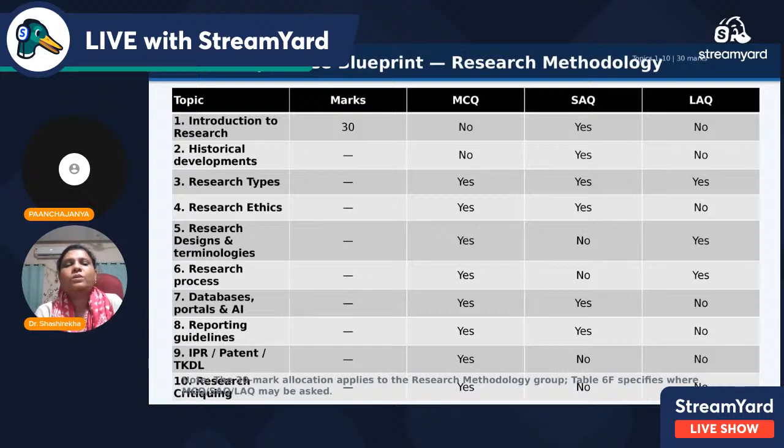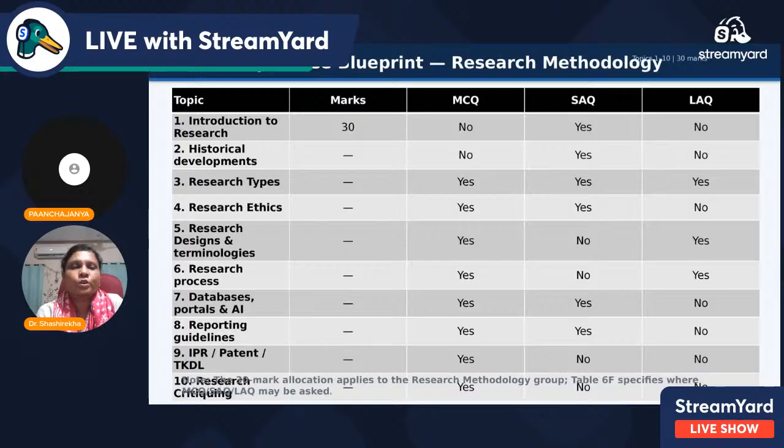Coming to the research designs and terminologies, what are the important terminologies which will be used in research. It may be some terms like hypothesis, or something related to research critique. Such terms will be asked here. Or they may ask what is cohort study, cross sectional study, any of the terms they may ask in research. So those terminologies.